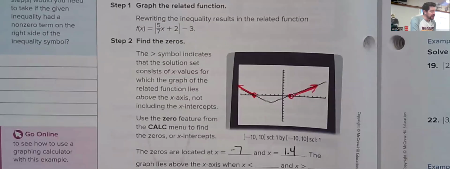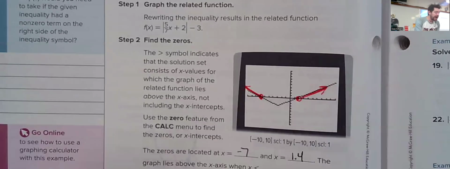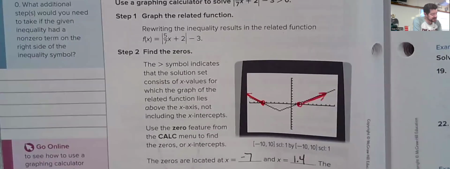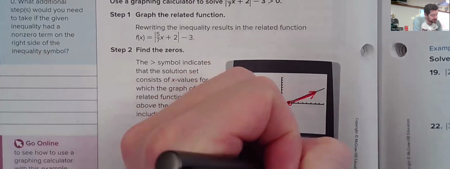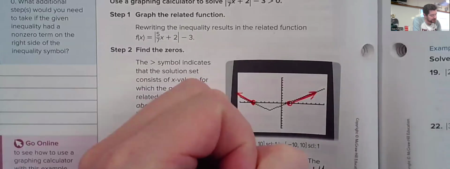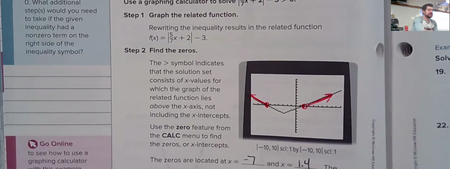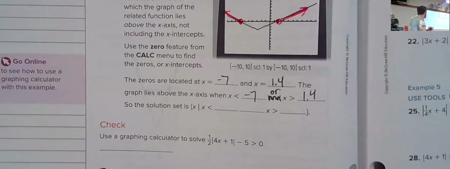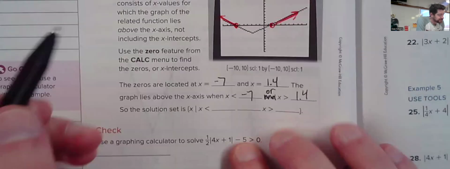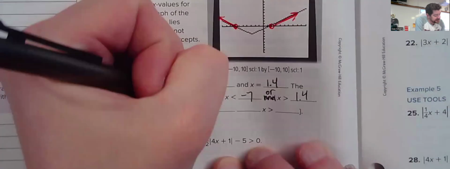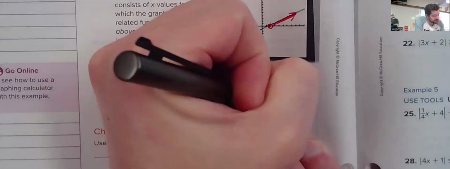So the graph lies above the x-axis, that's what the red circles and arrows are for here, when x is less than -7 and when x is greater than 1.4. It should say or. I don't like that it says and or. Oops, you can't even see that. Or. So the solution set is x is less than -7, or x is greater than 1.4.